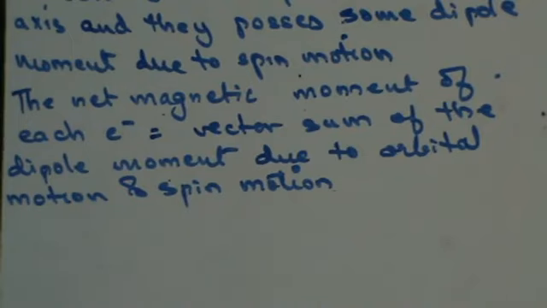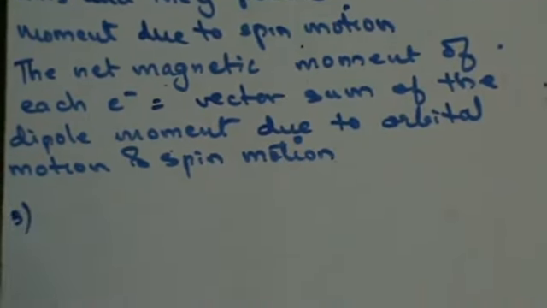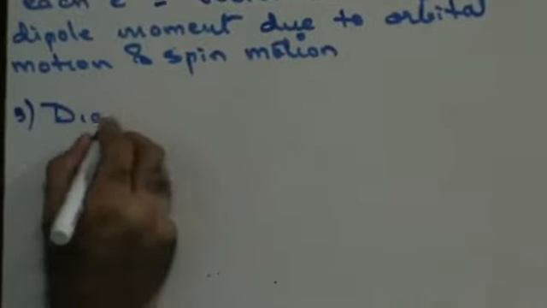Now, we had said that magnetic substances are classified into three: paramagnetic, diamagnetic and ferromagnetic. What is the difference between them? Right? Let's first see what are diamagnetic substances.